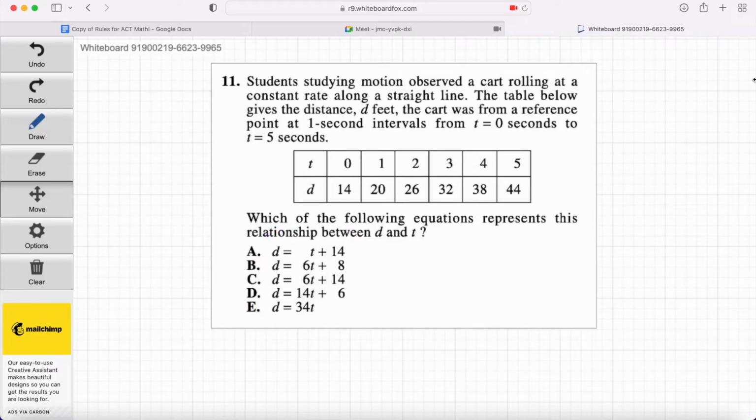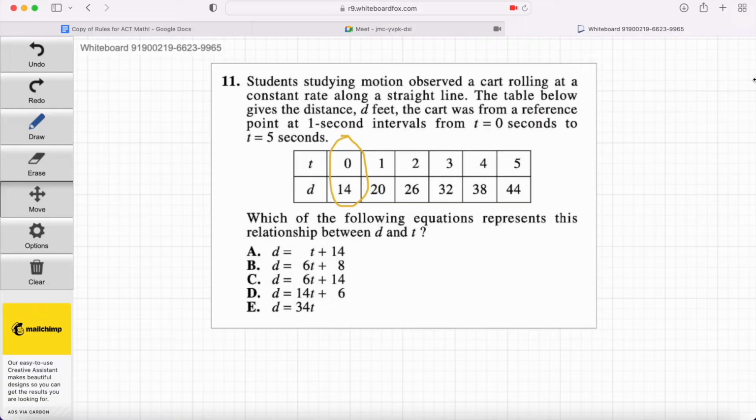Now, here's the deal. They give us this nice little chart of time values and distance values, and it would be really tough to go straight from that chart to developing the equation. There is a way to do it, but a much better approach is to test the answer choices. For example, when t equals 0, the distance from the reference point is 14 feet. Does that make sense?